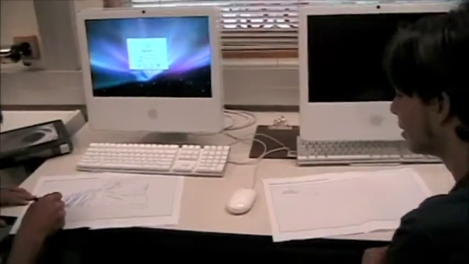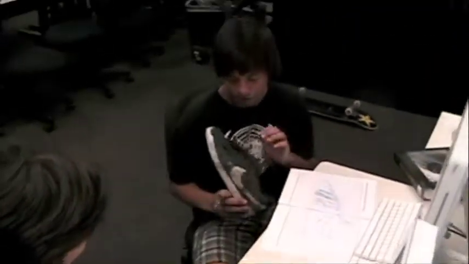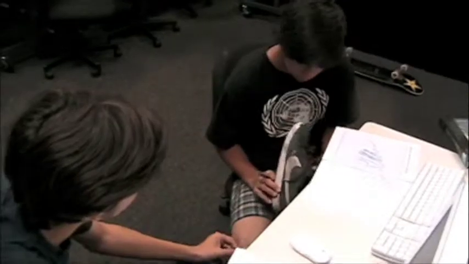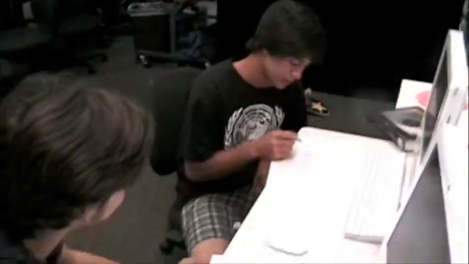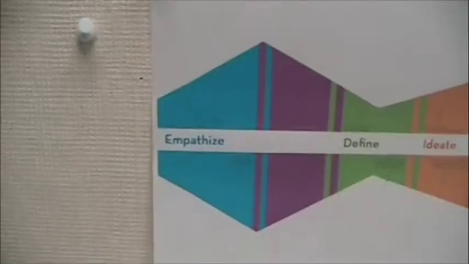Got the vulcanized tip of the shoe, so it doesn't really rip through as easily. Kind of like reinforced here.